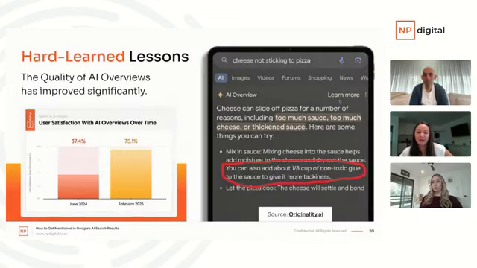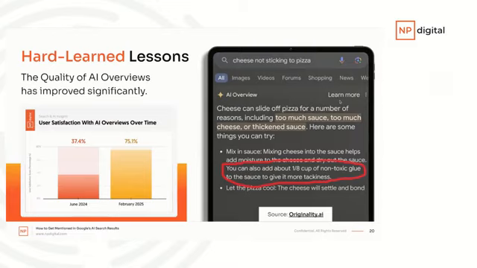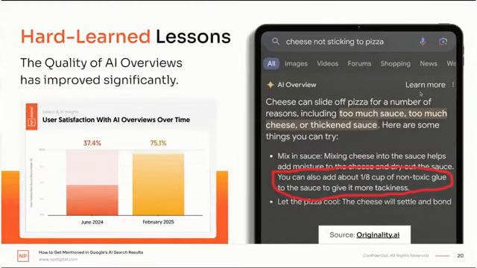So let's also not forget that early AI overviews were incredibly clunky. They were often very inaccurate, and Google was getting things horrendously wrong in some cases. In fact, you can see on the screen here that Google was telling people to use glue to help their cheese stay on their pizza. So it's no surprise that back in summer of last year, only 37% of people were saying that they were actually satisfied with these AI overviews.